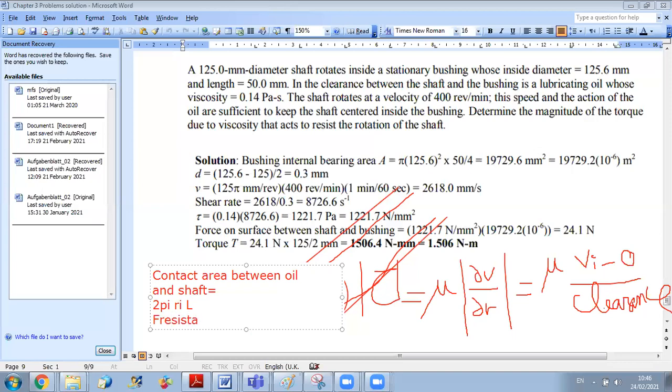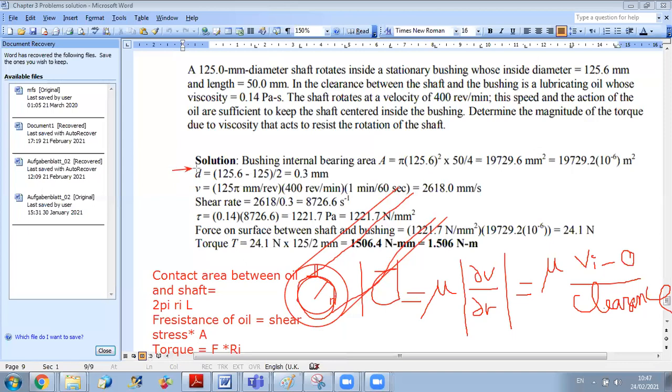Once I find this area, then I can say that the total force of resistance of oil is equal to the shear stress times area. And once I get F, to calculate the torque, the torque is simply the value of the resisting force times the inner radius. So these are the different steps of the solution.